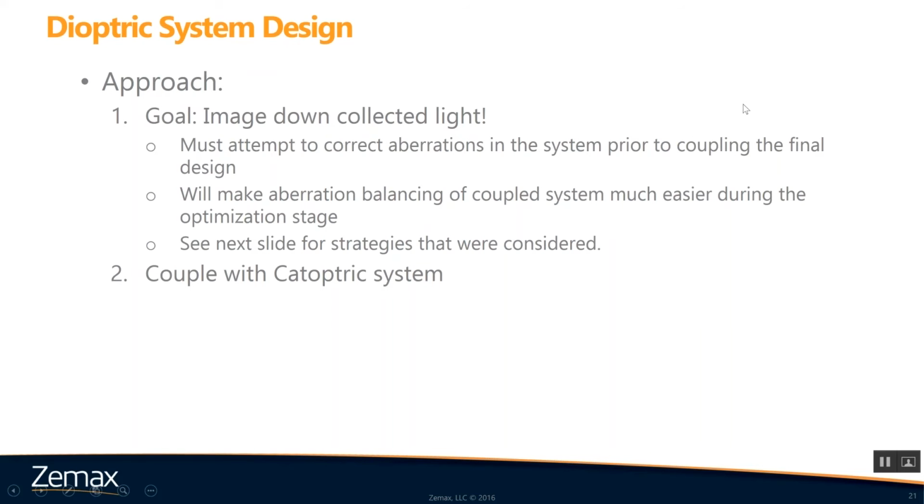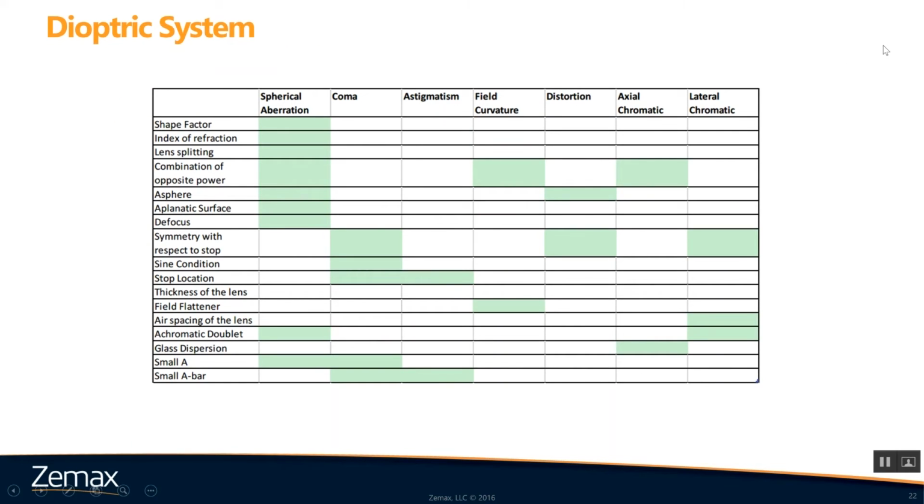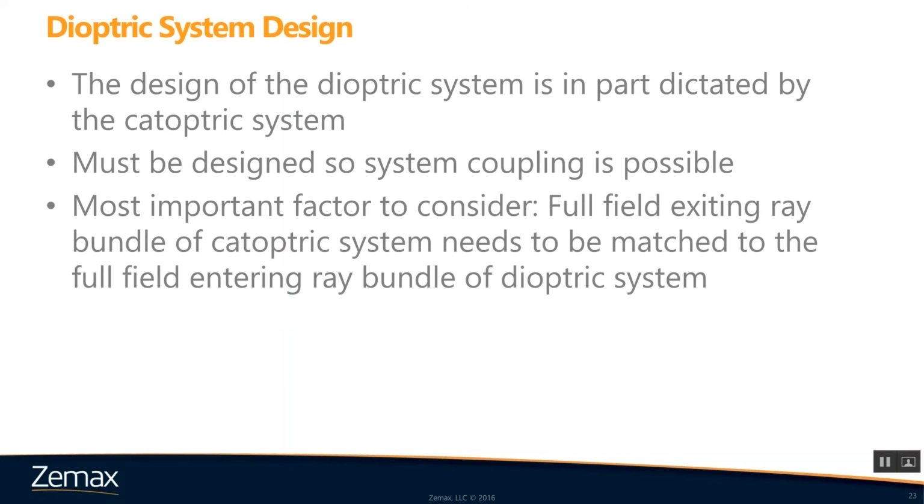So just some strategies that we can consider, and this is just general knowledge that an experienced optical designer would know. We can utilize a combination of opposite power, symmetry with respect to the stop, a field flattener if field curvature becomes a problem, and obviously some defocus to correct for the wide variety of aberrations. One thing that we should know before we begin is that the design is also in part dictated by the catoptric system, meaning that it must be designed so system coupling is even possible.